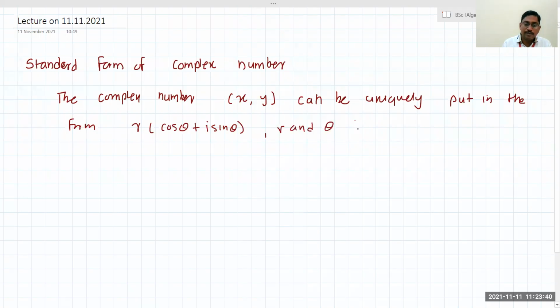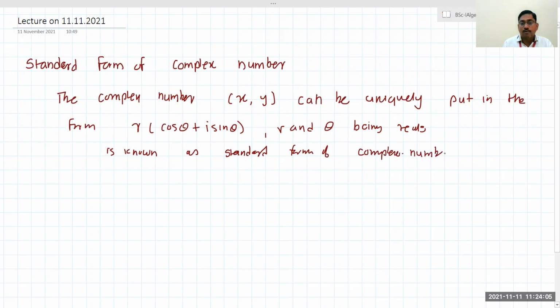R and theta being reals, they are always reals. R and theta being reals, this form is called the standard form of the complex number, that is polar form. What complex number? You say x plus iy or just x comma y.